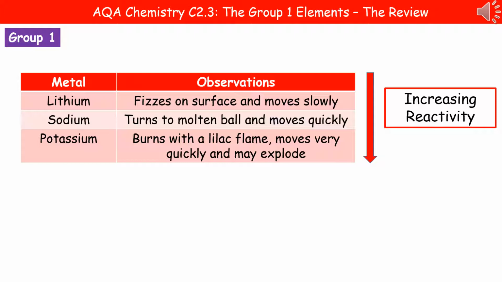When we then came to sodium, as soon as it touches the surface, it turns into a molten ball and then it zips around on the surface quite quickly. And then potassium, as soon as that touches the surface of the water, it bursts into flame and burns with this lilac flame, and then it's zipping around on the surface really quickly, and it can also explode. So what we can see from those results is that as we go down the group, the reactivity increases.